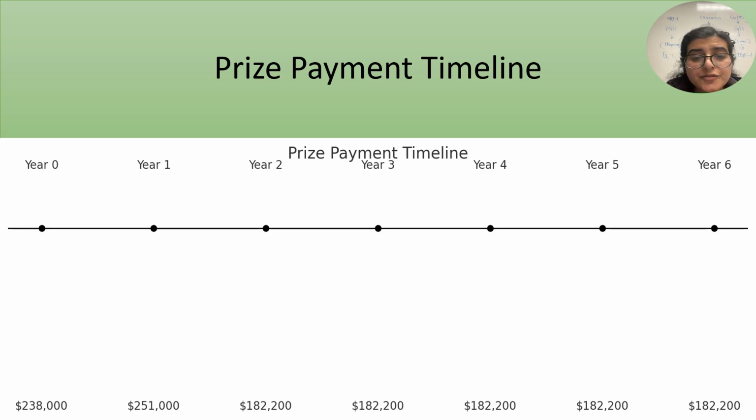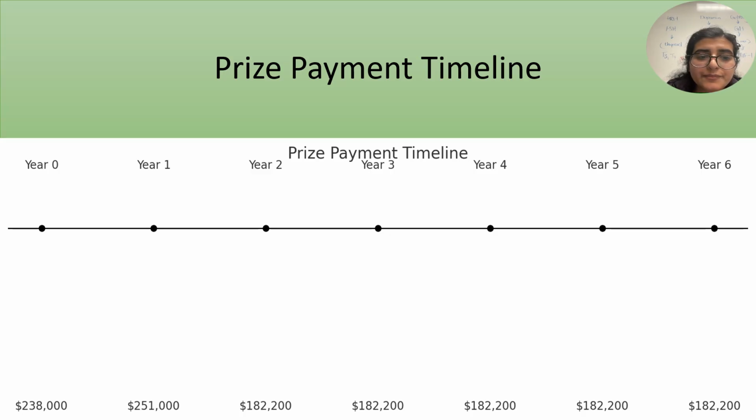From year 2 through year 6, the winner will receive annual payments of $182,200, totaling 5 equal payments. These amounts from year 2 to year 6 are all the same amount they will receive over that time period. So these payments represent a deferred annuity since they begin after year 1.